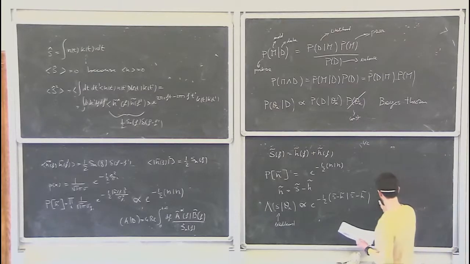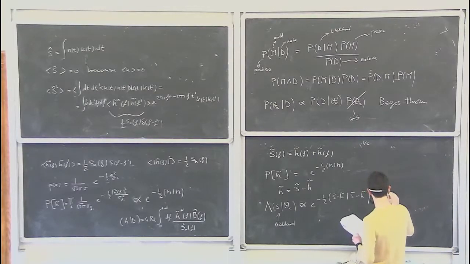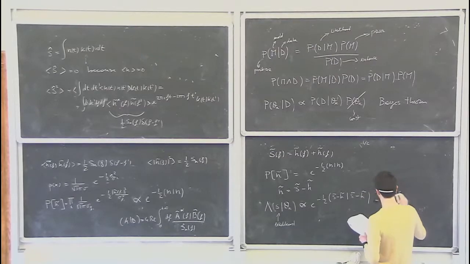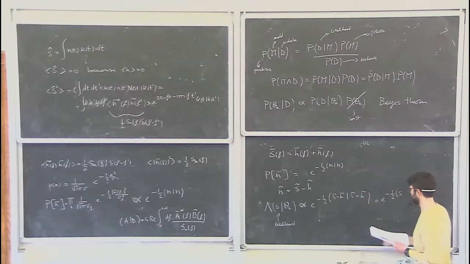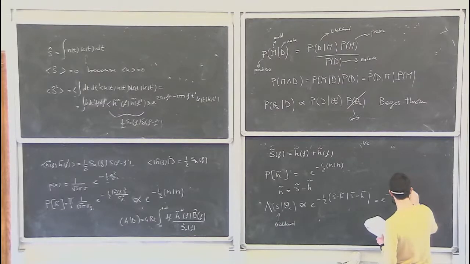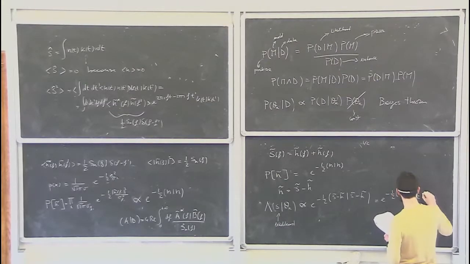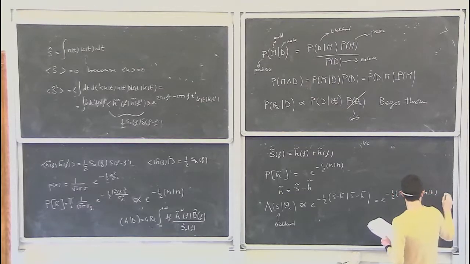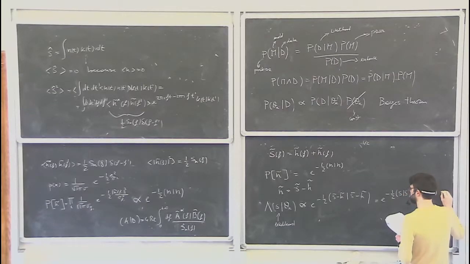Okay, so now I expand e to the minus 1/2 s. I'll drop the tilde above the Fourier transforms to simplify the notation. Minus 1/2 h cross h plus h dot s, right?